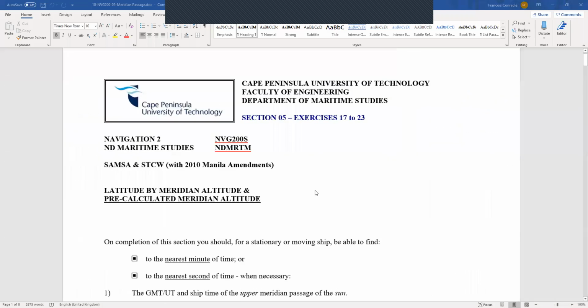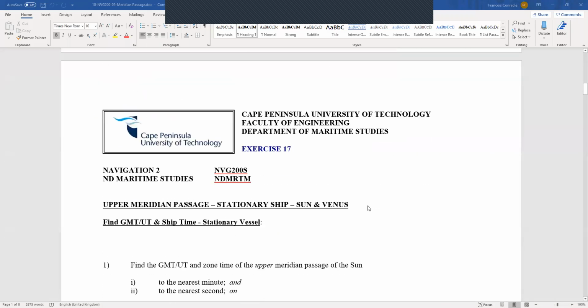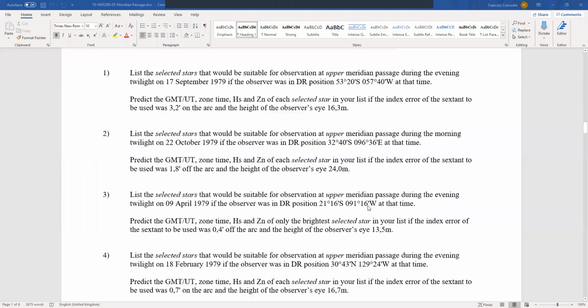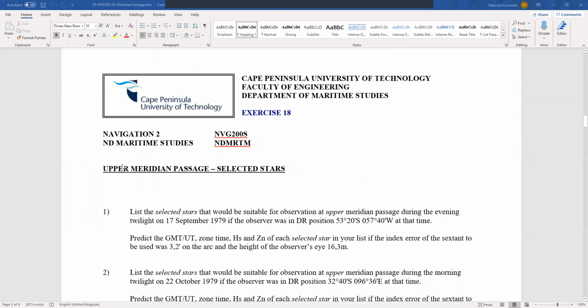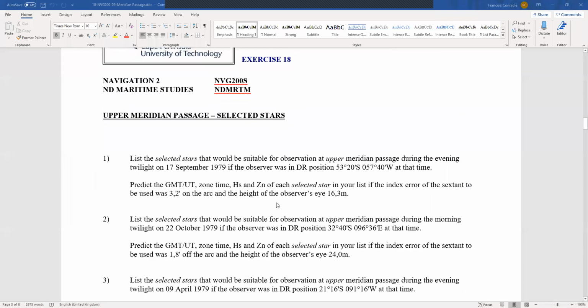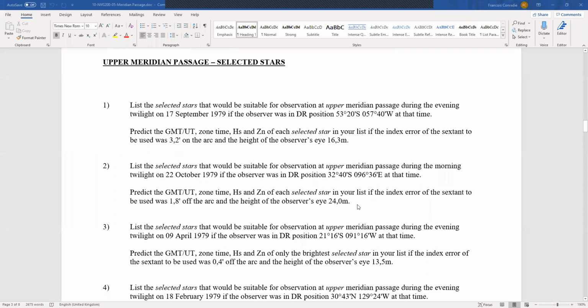Okay. So exercise 18 says we're dealing with Upper Meridian Passage for selected stars. Okay, now just a bit of background as to what's happening here. You'll see the question, we're going to have a look today at question number 2. So we're going to do question number 2.